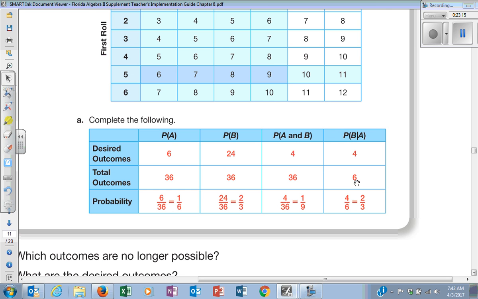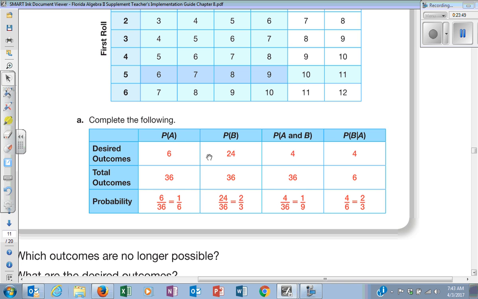Why did it all of a sudden become probability of B given A? Why did it go down to 6? Because now I know that I've rolled a 5. There's only 6 other things that can happen when I go to roll my second dice. Yes? This one there's still 36. This one there's still 36. Because how many events am I filling in this right here?